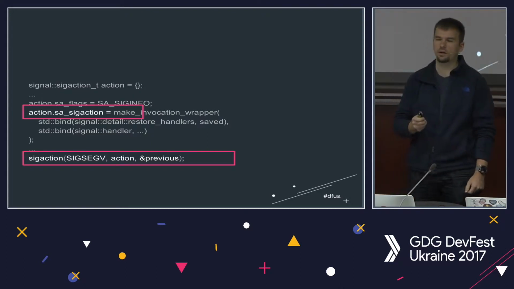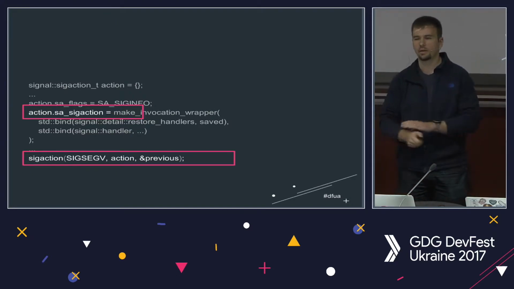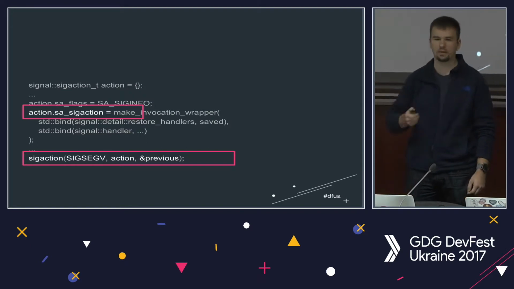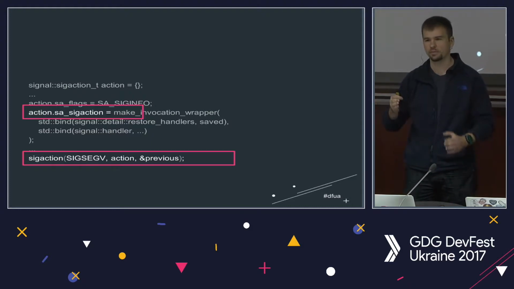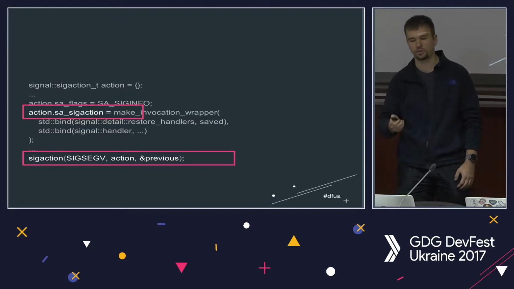You can even install a different signal handler per signal type. So in this case, we have a SIGSEGV. This is a signal type. This is actually a macro. It's defined to some integer. But there are a number of these signal types that correspond to various categories of errors. And you can install a different handler for each one of those.